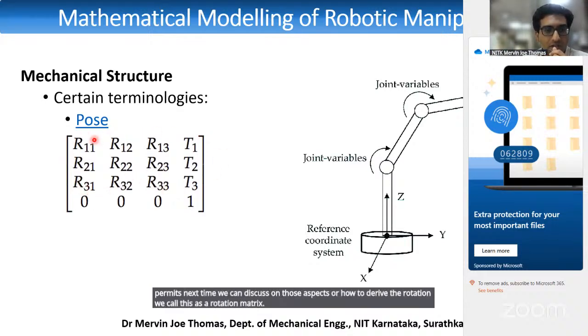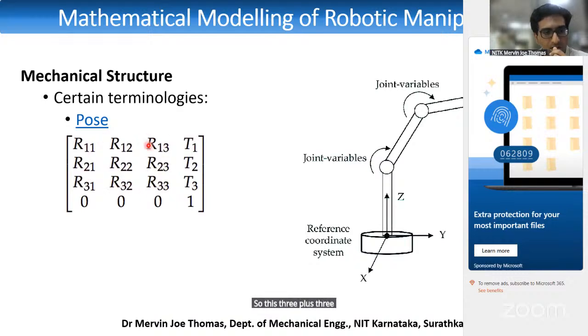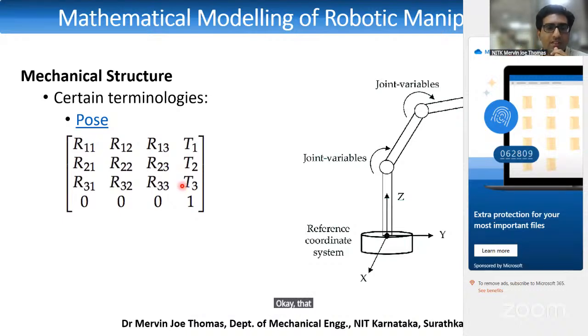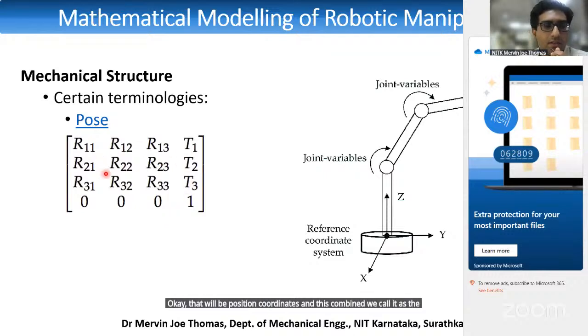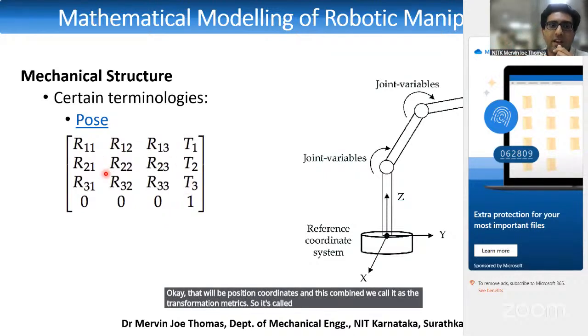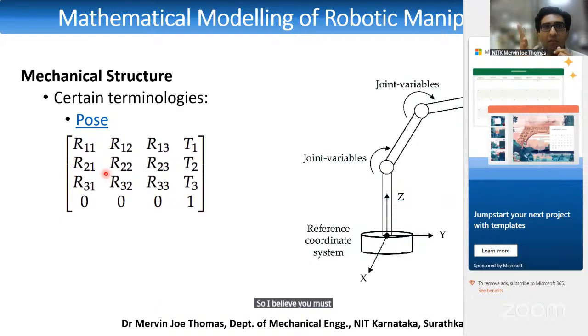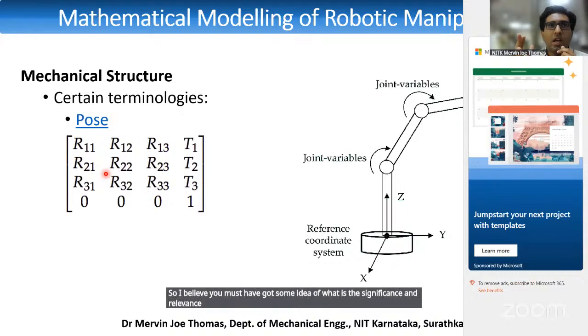So this 3 cross 3 matrix is the rotation matrix, and this T1, T2, T3 is the translation vector, the position coordinates. Combined, we call it the transformation matrix, and we generally call it the pose of the robotic system. I believe you must have got some idea of the significance and relevance of representing a point in robotics as a pose matrix. We call this also the pose matrix, right?